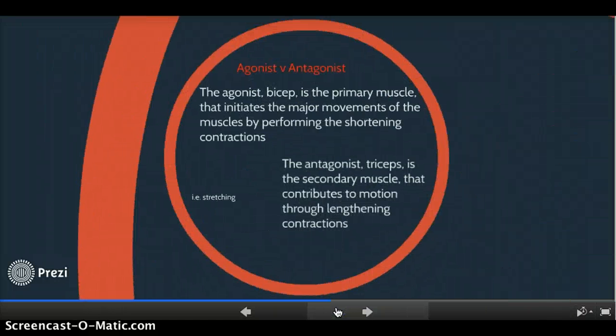Agonist versus antagonist. The bicep is the primary muscle that initiates the major movements by performing shortening contractions, while the antagonist is the triceps, a secondary muscle that contributes to the motion through lengthening contractions, also known as stretching.